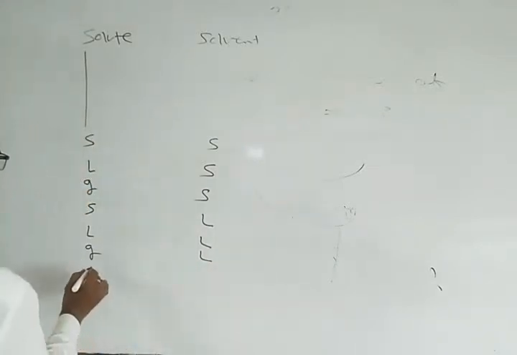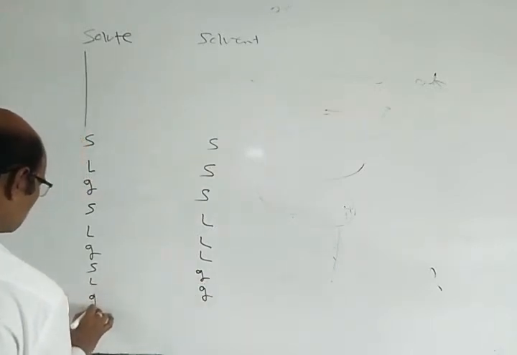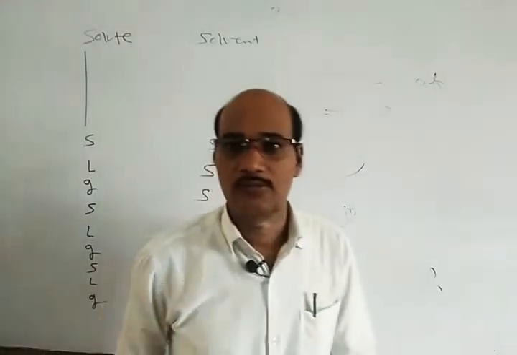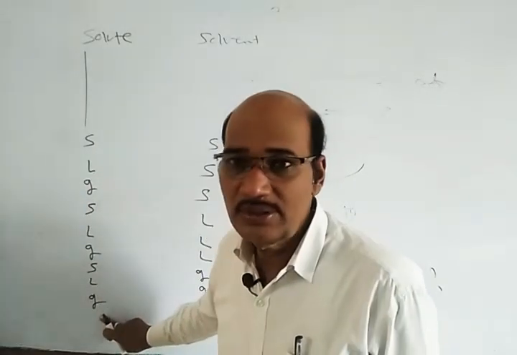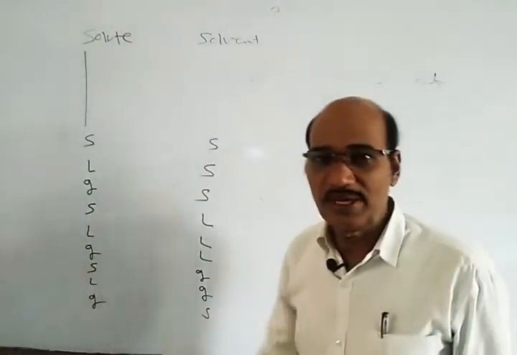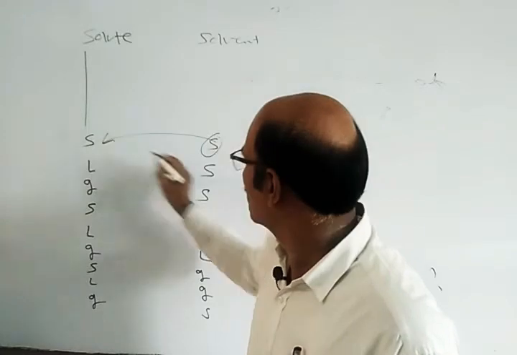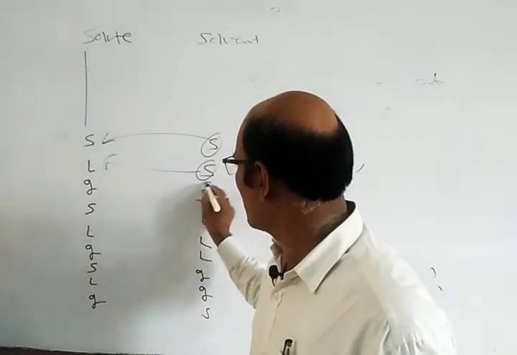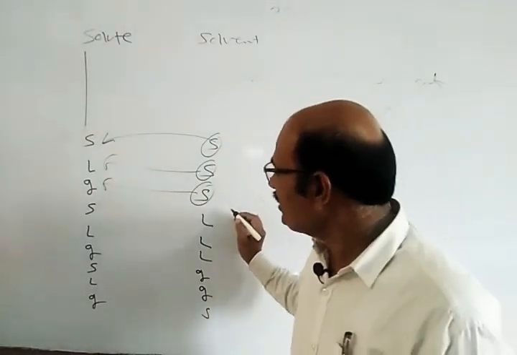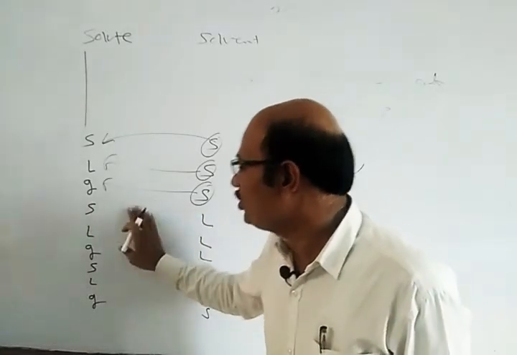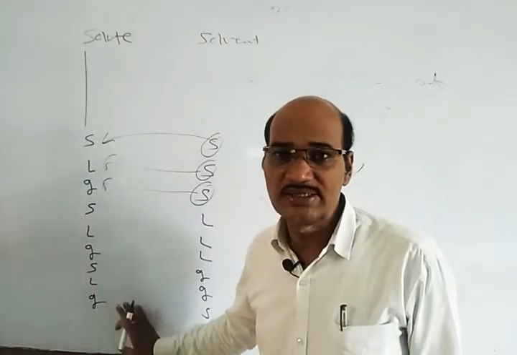Now, we can have solute gas with solvent solid, liquid, or gas. So we have 1, 2, 3, 4, 5, 6, 7, 8, 9 types of solutions. Solute solid with solvent solid, liquid, and gas. Similarly, we have liquid solute with solid, liquid, and gas solvents, and also we have gaseous solute with solid, liquid, and gas solvents.